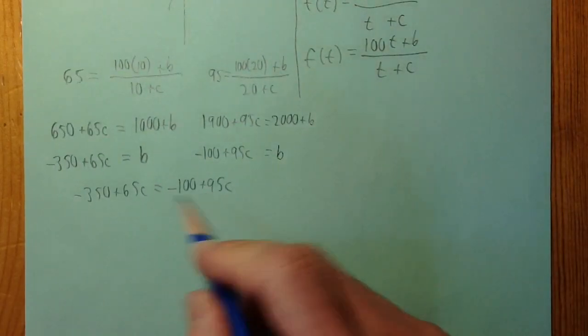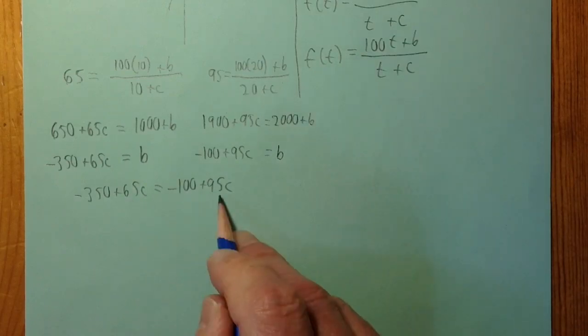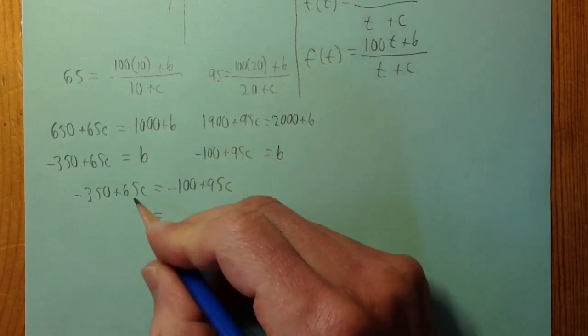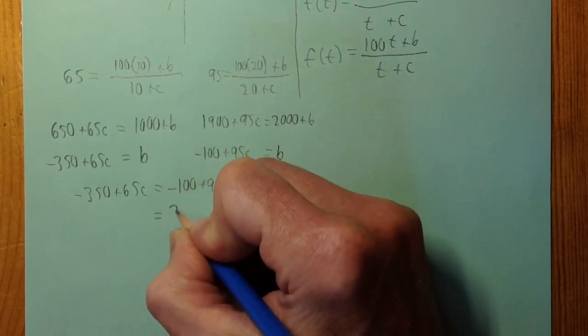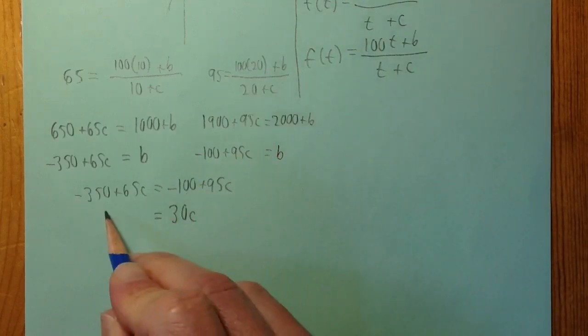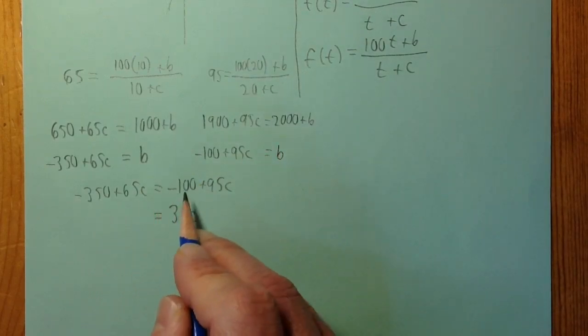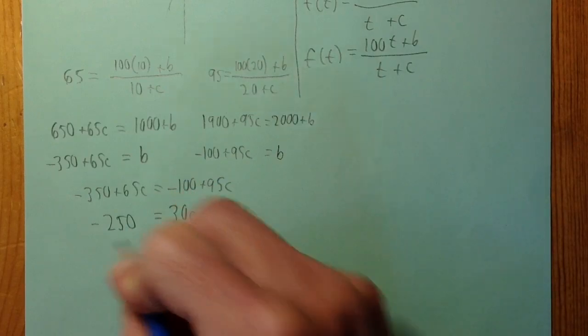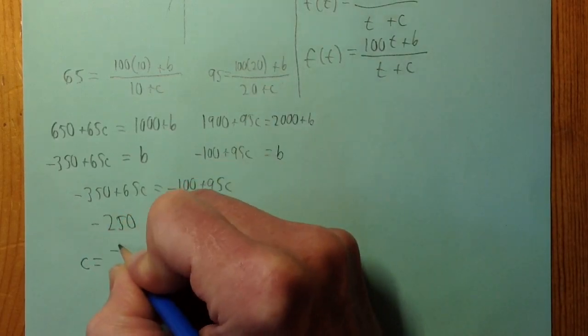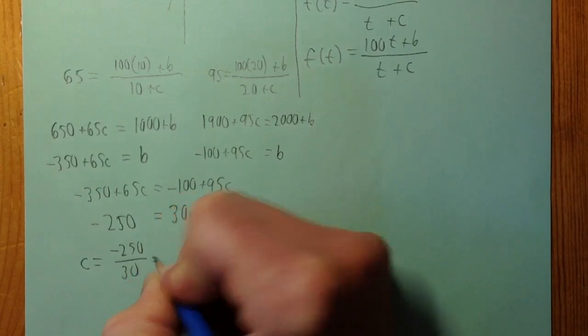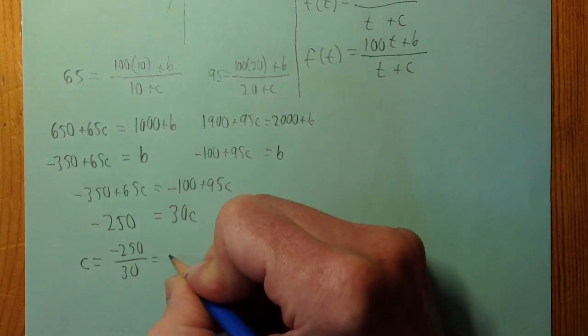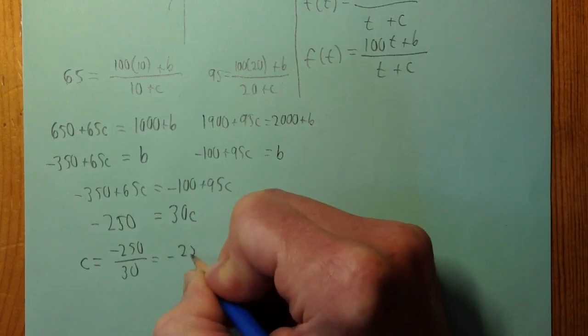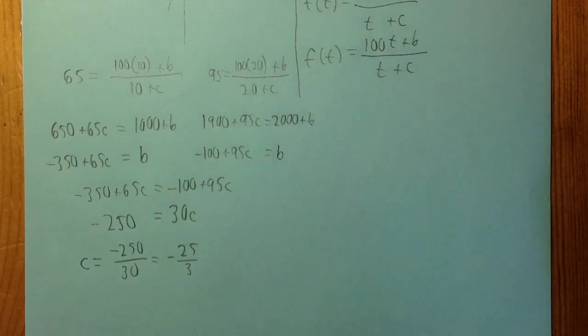Let's see. This c is bigger, so let's take away 65c on this side to keep our c positive, just because that's kind of nice. So 95 minus 65 is 30. Add the 100 to here, so negative 350 plus 100 is negative 250. So c then is negative 250 divided by 30. That's not going to be pretty, so let's just leave it as, take away the zeros, negative 25 over 3. It's too bad it's not a nice whole number, but we'll just leave it as a fraction. It's good to leave things as fractions, not decimals, because then you have to round off. So we'll just keep that as a fraction.